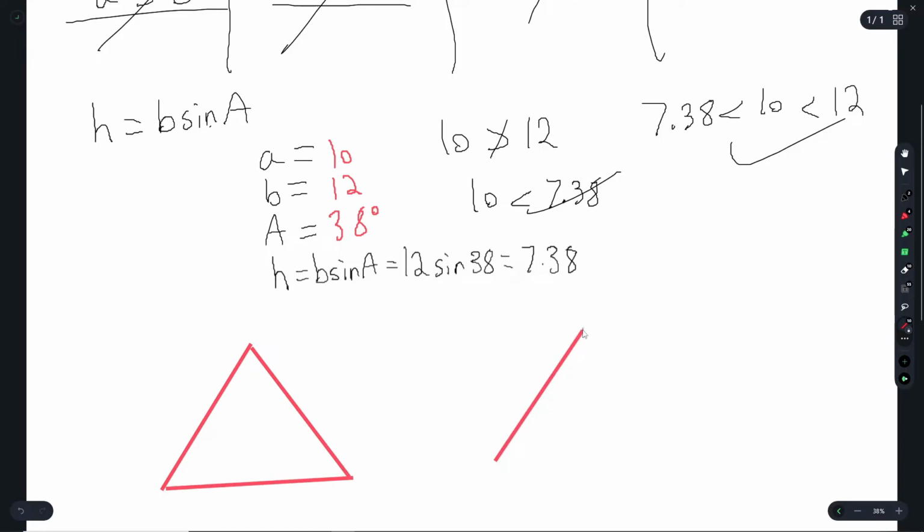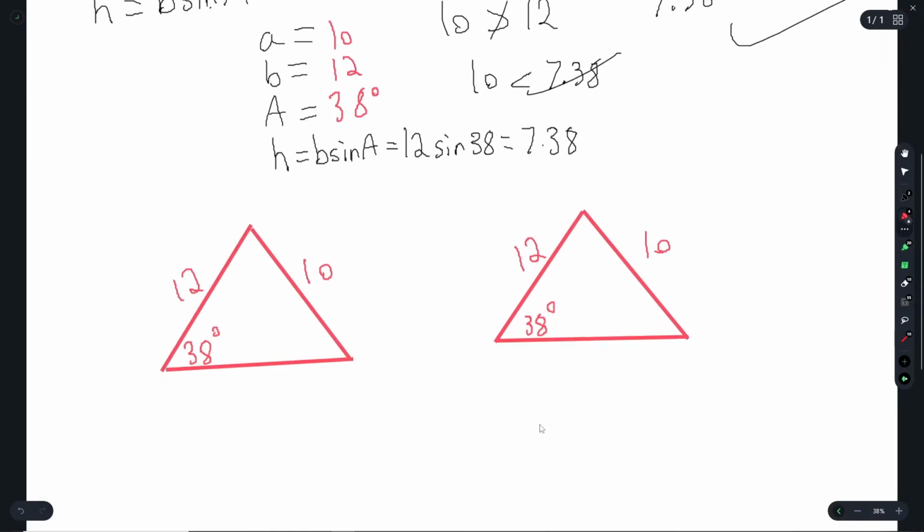This is our second triangle. And then we write the given, or the ones we have. So we have a equal 10, so this will be 10. Then b equal 12. We'll assume b is the left side, so this is 12. And then A, which is the opposite of small a, is 38. So this is 38.